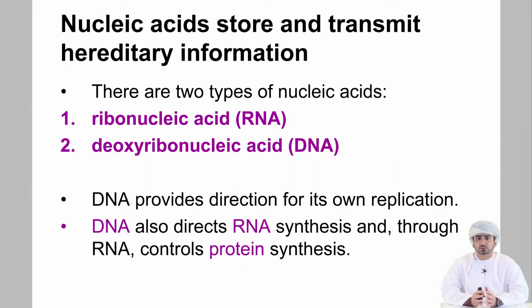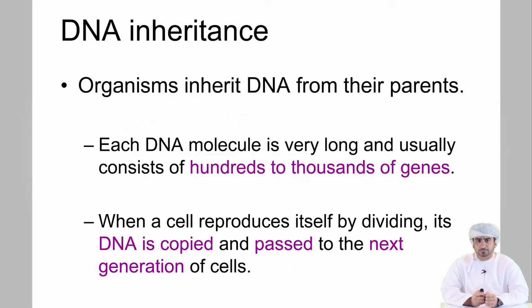Basically, as I said, there are two types of nucleic acid molecules. We have the RNA, or what we refer to as the ribonucleic acid, and we have the DNA, or what is called the deoxyribonucleic acid. And if you look at the figure, you can see that one main difference between a DNA and RNA molecule is that RNA is single-stranded, whereas DNA is double-stranded. DNA basically provides direction for its own replication. It also directs the synthesis of an RNA molecule. RNA then controls the synthesis of a protein molecule.